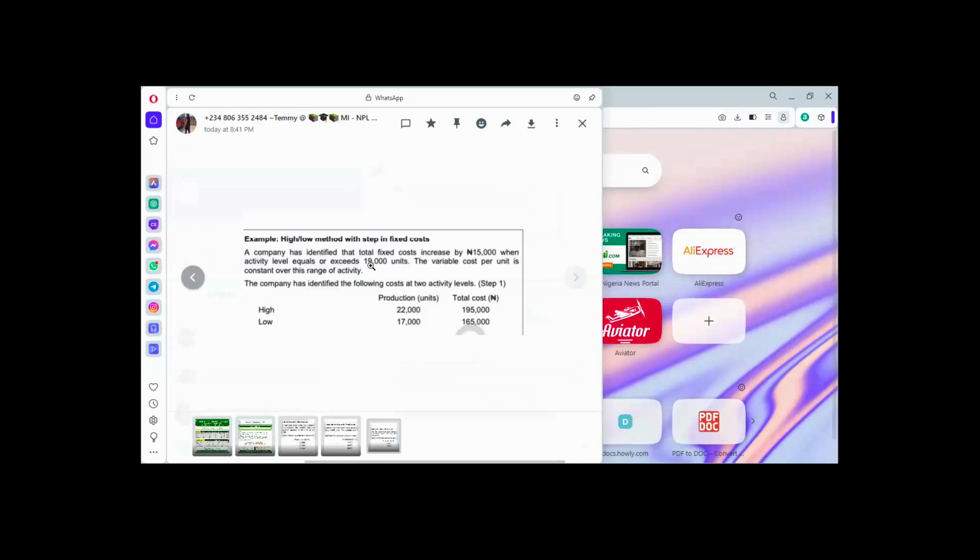And what you are given is said to be the high and low method, where you have activity levels of 22 and 17. Is that clear? When you are given this kind of situation, what will you do?